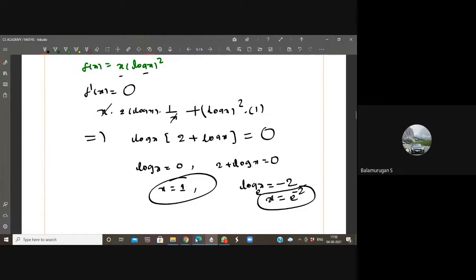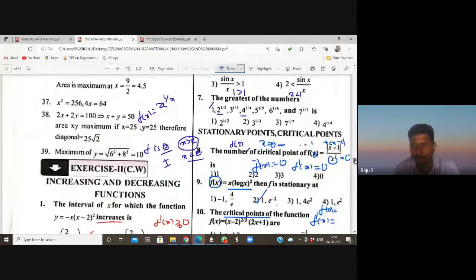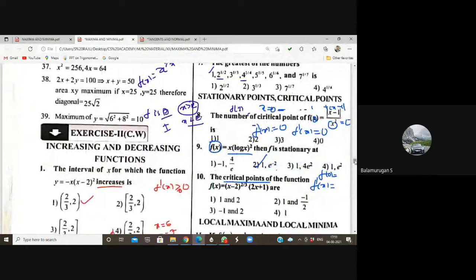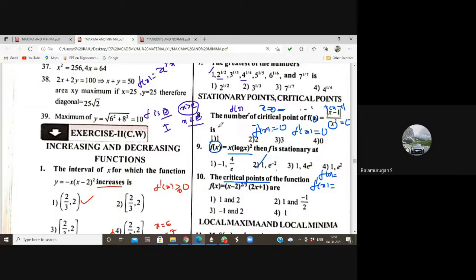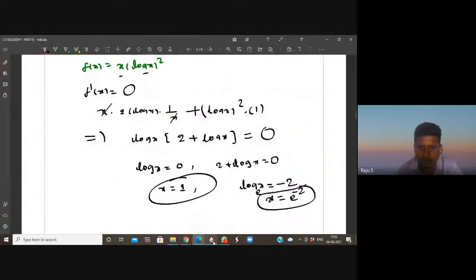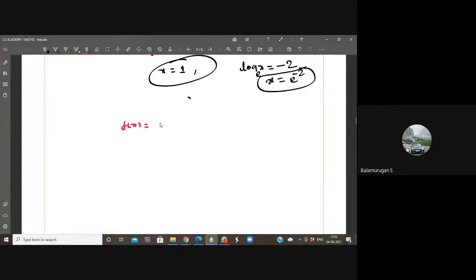Sir, I have a doubt in the 8th question, sir. 8th question, okay. Sir, if we solve the equation, I'm getting one of the values as 0 and the other as minus 2, sir. Okay, right. What is the function here first? The function is modulus x minus 1 by x square.